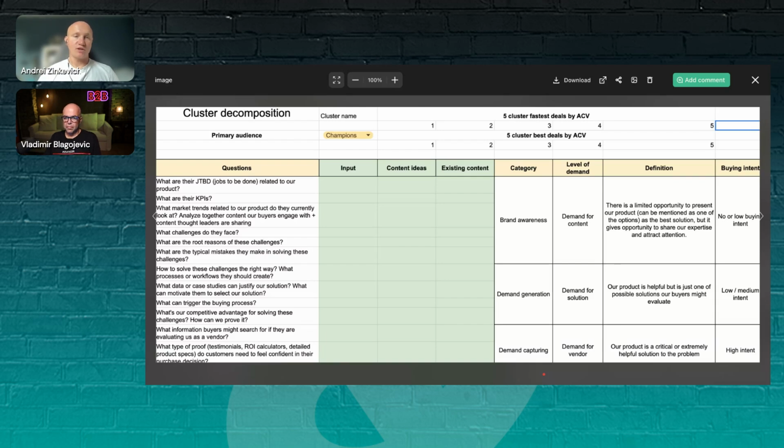Then what you are going to do next is discuss with your team the challenge decomposition. What are the jobs to be done related to our product? It could be running marketing programs to drive pipeline, getting consensus with sales, developing marketing strategy, etc. What are their KPIs? Next, what market trends related to our product do they currently look at? What challenges do they face? What are the root reasons? And when you do this challenge decomposition, you can come up with multiple ideas for your content.